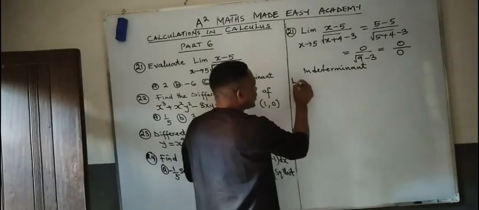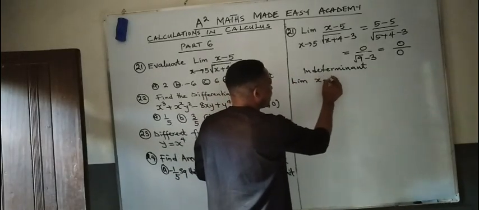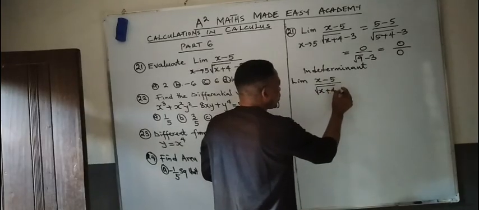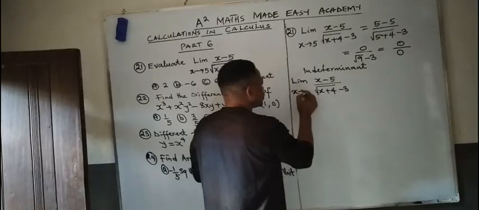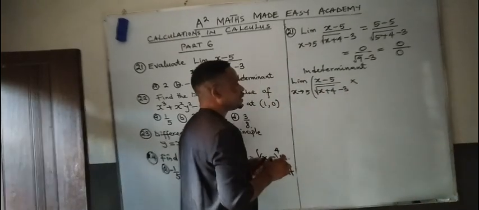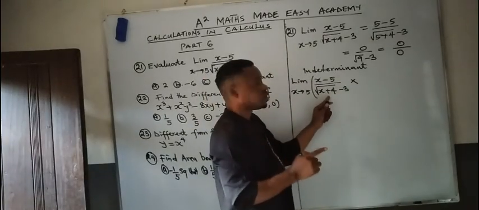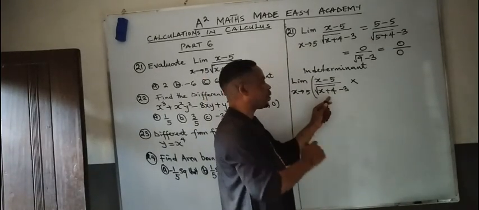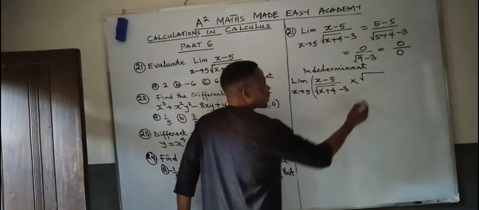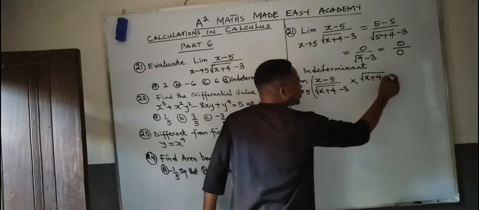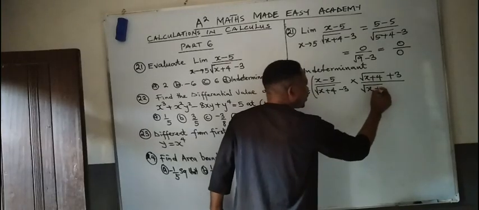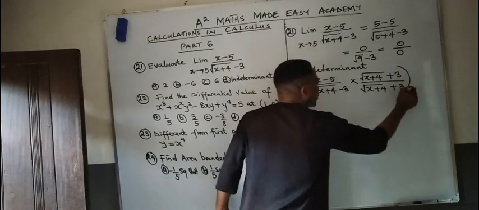So we now record the question back. Limit of x minus 5 all over square root of x plus 4 minus 3 as x approaches 5. Open the bracket and multiply both the numerator and the denominator by the conjugate of the denominator. Conjugate means to change minus to plus or plus to minus. Then I will have at the numerator the square root of x plus 4, it will change to plus 3, then all over the same, square root of x plus 4, then plus 3. Close the bracket.